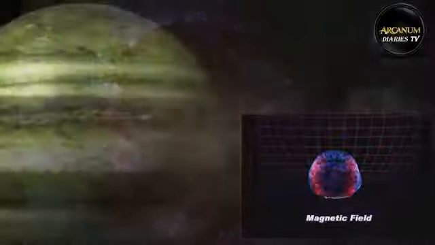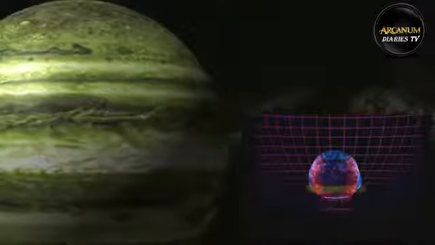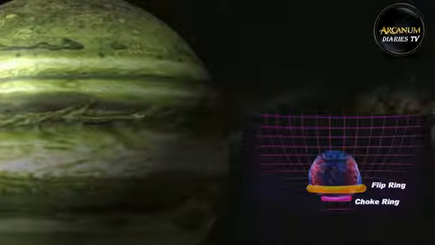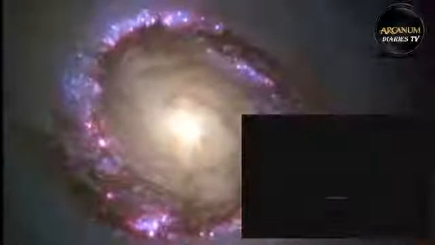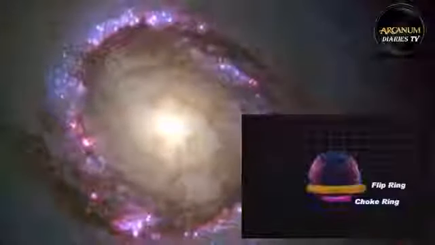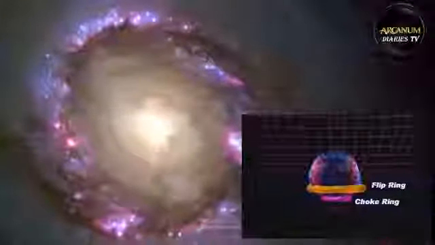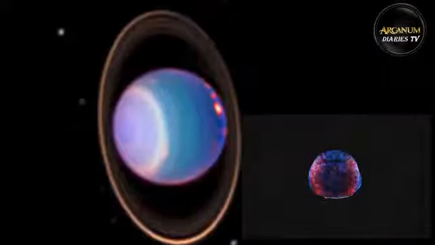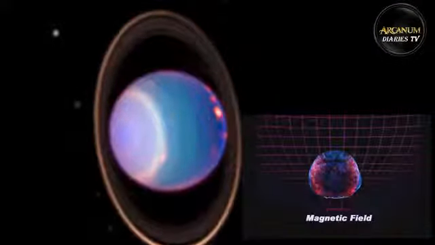Where the magnetic field is the strongest is at the choke ring, and this is also where matter is compressed to the greatest density. This is why the choke ring area of SN 1006 is the only part of SN 1006 visible to the human eye. This is where matter has the highest density and becomes visible.